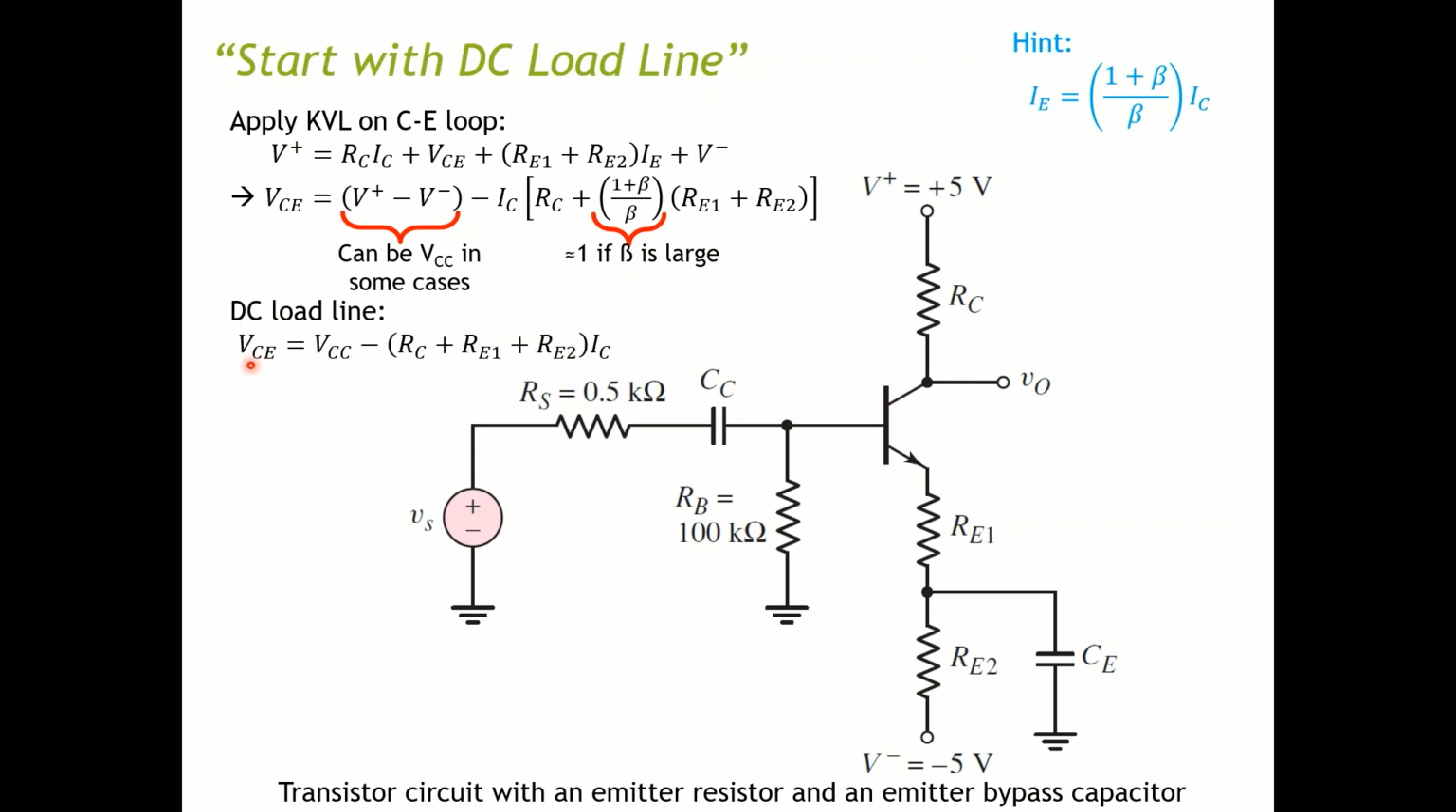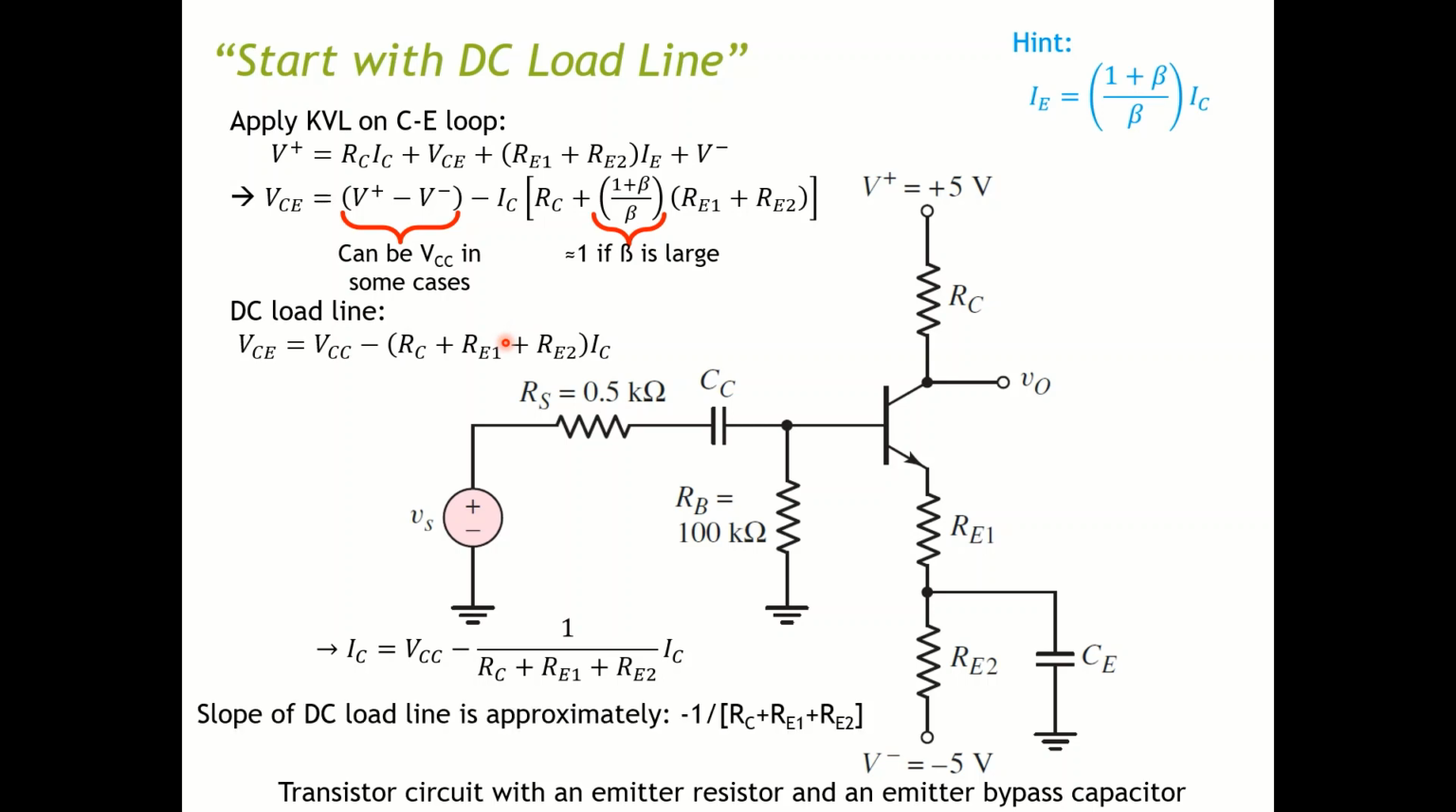Then you can write the equation of VCE to be VCC minus the sum of all resistance in this path multiplied by IC. So then you can have your DC load line equation to be this. Technically, you just have to move the IC term over here, move the VCE terms over here, and divide both sides by the resistance factor.